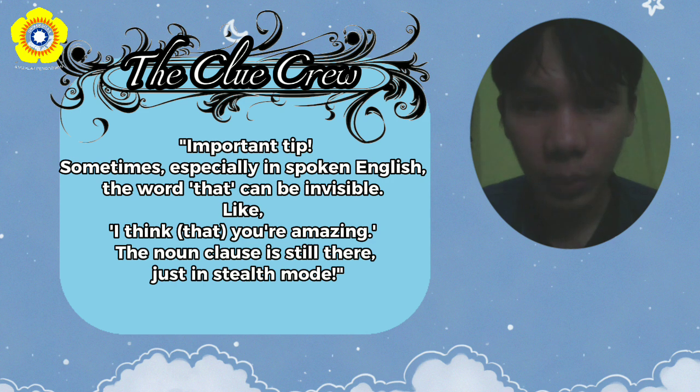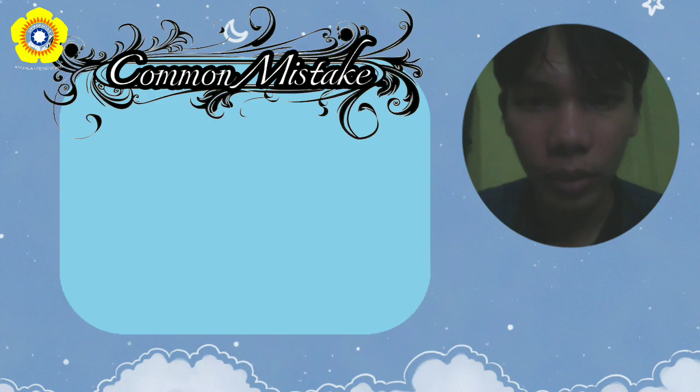Important tips. Sometimes, especially in spoken English, the word that can be invisible, like I think you're amazing. The noun clause is still there, just in stealth mode. Next are common mistakes. Even advanced learners can stumble with noun clauses. Let's look at two frequent errors and how to fix them.